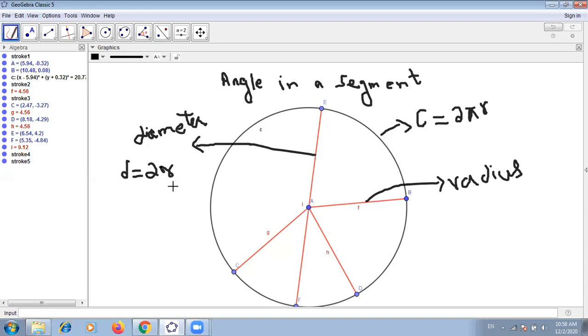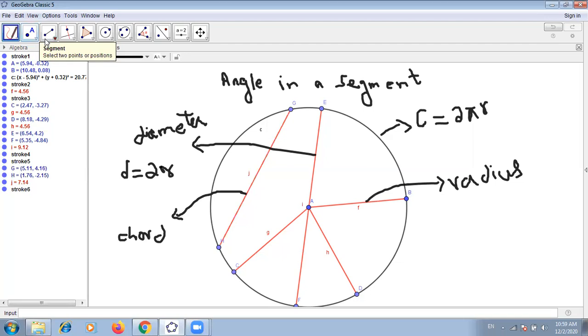Another term related to circle is a chord. If a segment joins the circle at two different points but does not pass through the center of the circle, then it is called a chord. So diameter is a special chord which passes through the center of the circle. If it is not passing through the center, then it is a chord. If we join these two points, it's a chord.